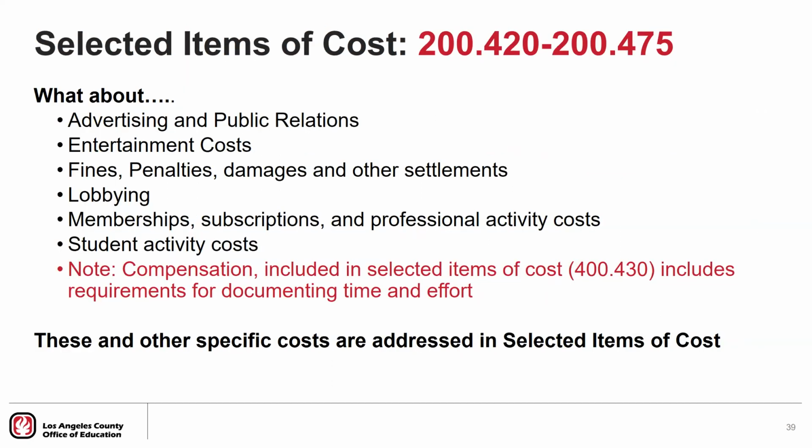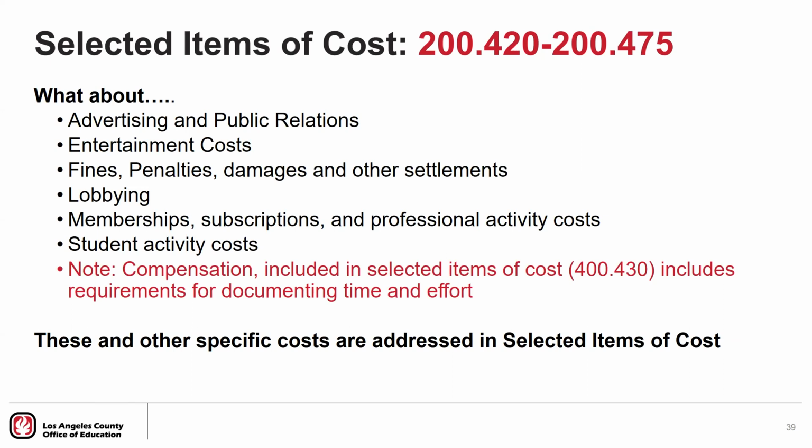Moving on to the next slide, we're going to look at an additional component included in the Code of Regulations. And this includes a section that addresses selected items of cost. This section includes an alphabetized list of 55 items of costs and provides principles to be applied in establishing allowability for these costs. This section includes costs such as advertising, memberships and subscriptions, maintenance, repair, and travel costs. It also includes items such as compensation, which include a section on standards for documentation of personnel expenses. This is where references to time and effort reporting can be found.